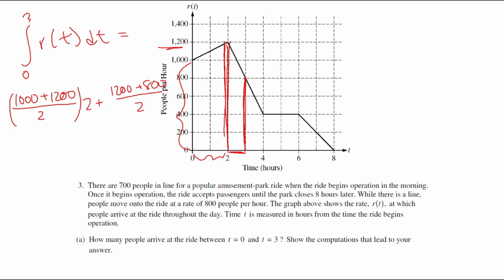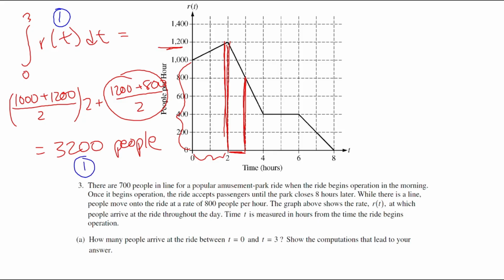And so if we evaluate this, we are basically getting 1,000 plus 1,200, because the 2's will cancel here. That's 2,200. And then plus another 1,000 from this piece, right? 2,000 divided by 2 is 1,000. So we end up with 3,200 people arriving at the ride during the 8 hours. And you get 1 point for just recognizing that it's an integral from 0 to 3 of r of t, and 1 point for the answer there.